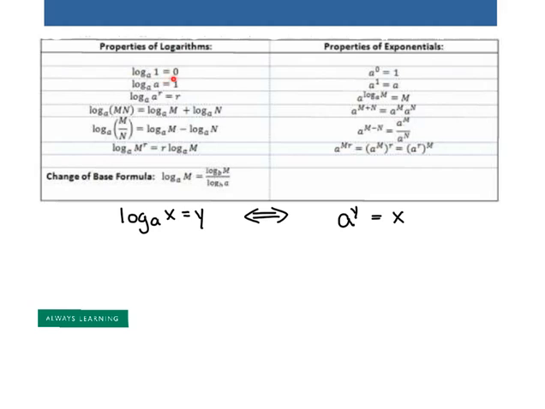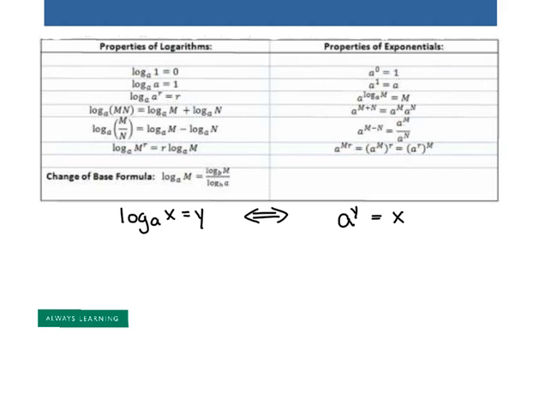First one, log base a of 1 is always going to be equal to 0. So it doesn't matter what base it is. If we have 1 inside of our logarithm, that logarithm is equal to 0. And then if our base is the same as what is inside our logarithm, our value is always going to be equal to 1. And these two properties are known as the inverse properties of logarithms and exponential functions. We'll look at those more in the next section.